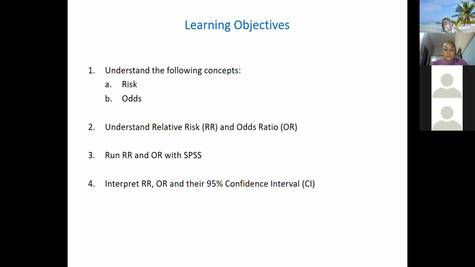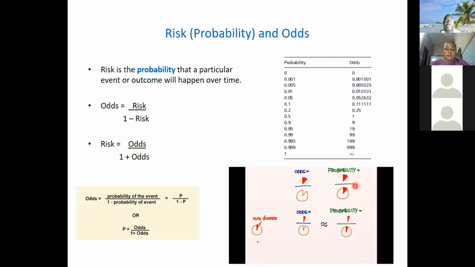you need to understand some things. Risk, odds, what do they mean? So we're going to understand the concept of risk and odds. We're going to understand relative risk and odds ratio, run them, and interpret the result. It's quite interesting. That was why I don't want us to waste much time on the other. Normally, we would have finished the other one yesterday, and this one we just finished now, and we'll have started with this, no problem.